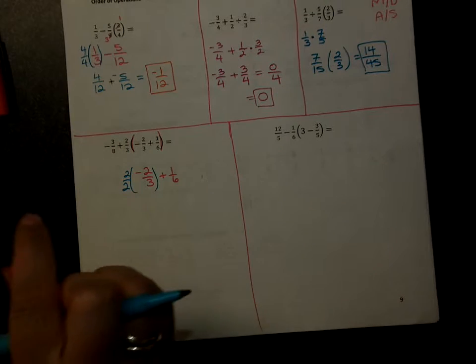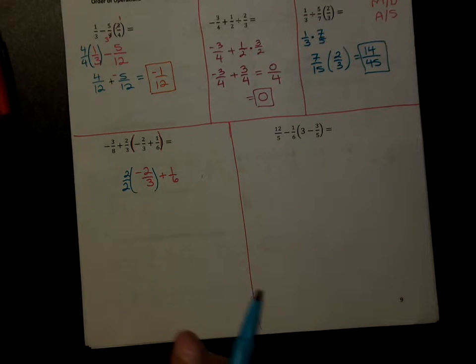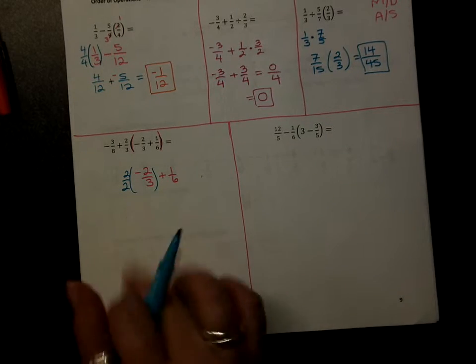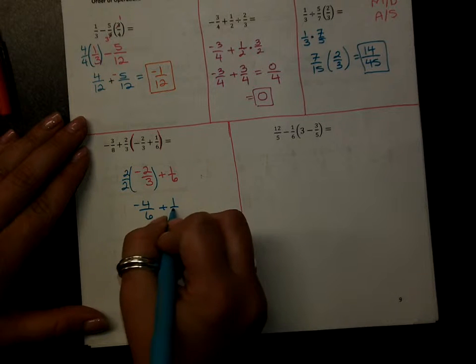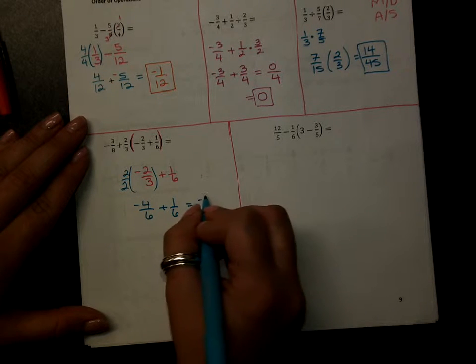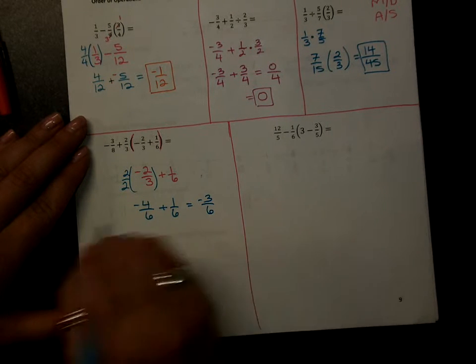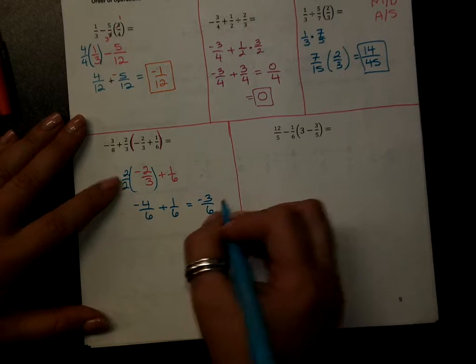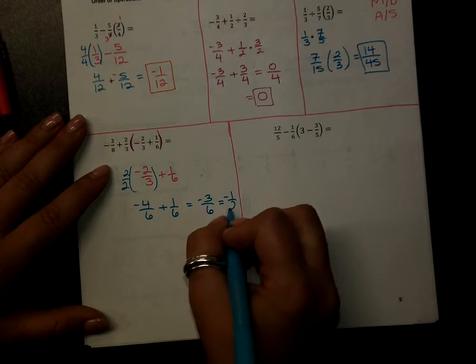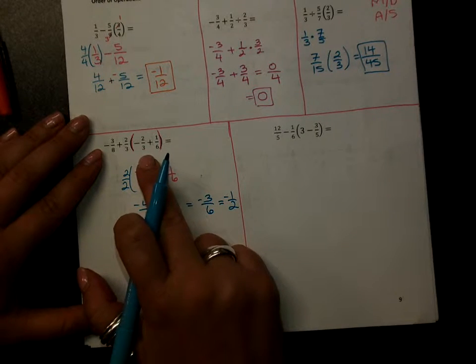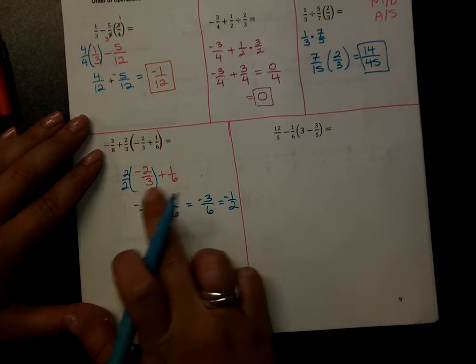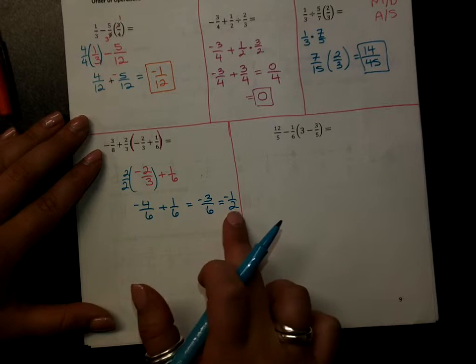So like I said, this gets a little messy, and it never hurts to have some extra plain white paper just in case. So we'll see here. Negative 4 over 6 plus 1 over 6. That makes negative 3 over 6. And if it can reduce, go ahead and reduce so that it's less to work with. So what we've done is just focused on the operation inside parentheses, made common denominators, added them together, and reduced.